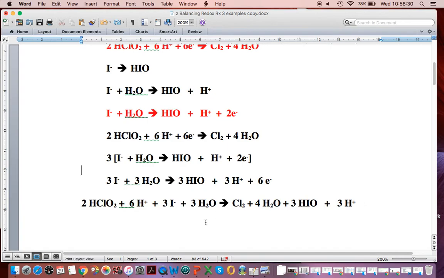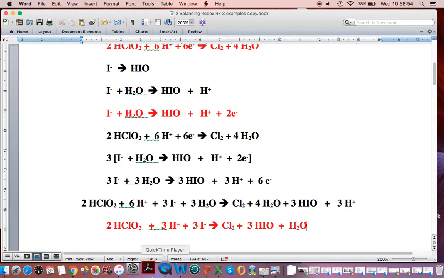But we can see that we have to simplify it. We got 6 H pluses there and 3 H pluses there. So we get rid of them on the right, and 6 minus 3 leaves 3 H pluses there. We have 3 waters here, 4 waters here, and so we're going to have no waters on the left and just 1 water on the right. So that is our final redox reaction, but we should always double check.